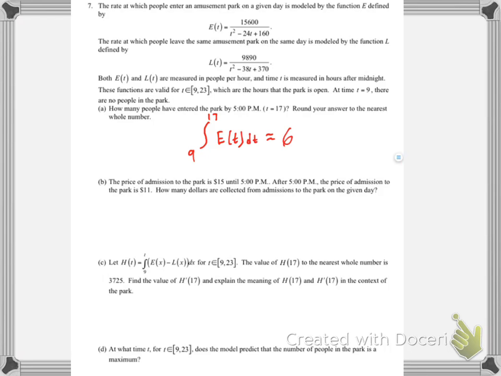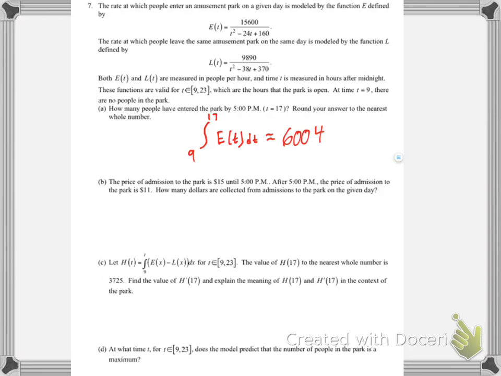Let's check this out. Part 7A says, hey, look at this. This is people entering and people leaving the museum, or amusement park. And there are functions for that kind of stuff. Imagine if you actually got functions for that kind of stuff. You could be like the savior of your company. You should think about doing that. Model behavior, human behavior. You'll be a phenom at your company.